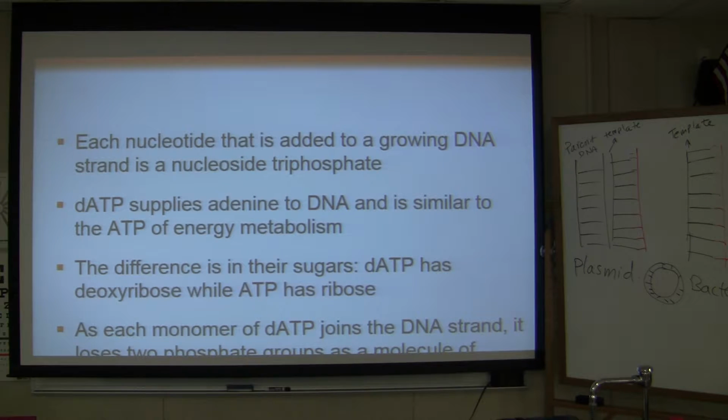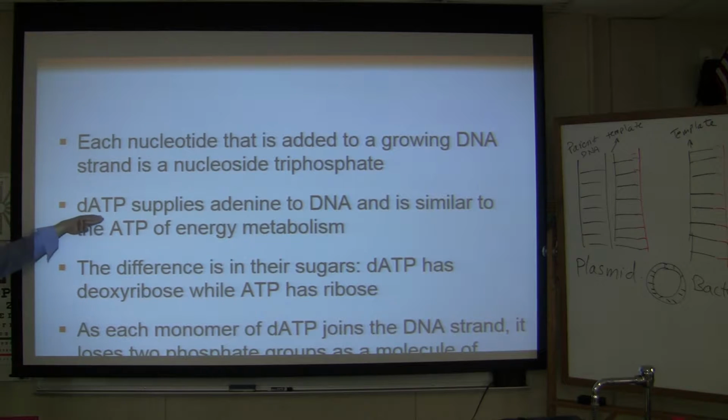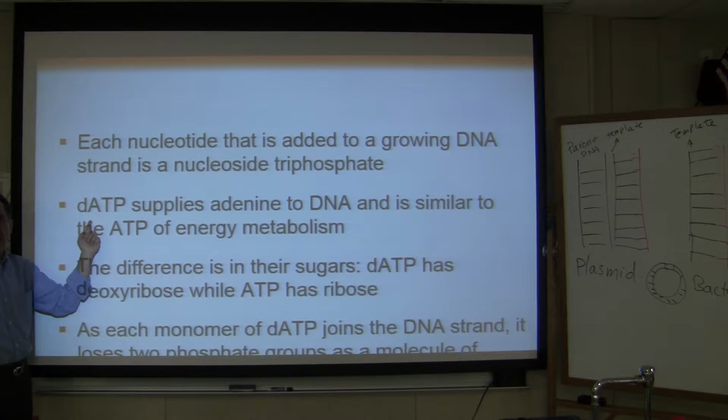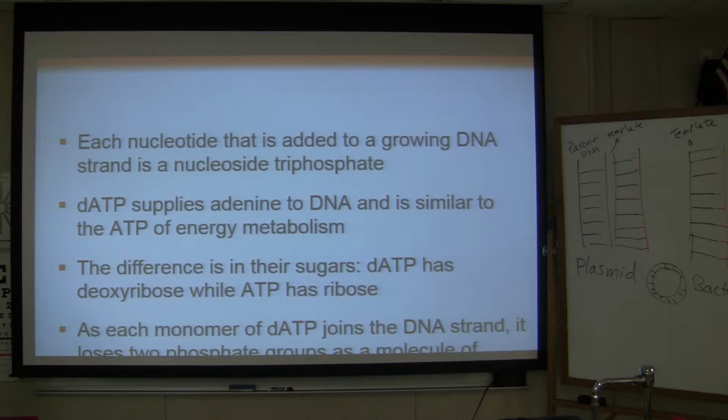I thought we'd get to pictures. Each nucleotide that is added to the growing DNA strand is a nucleoside triphosphate. Okay, dATP is similar to ATP, but it is for DNA. In ATP, the ribose has oxygen. But this one, since we are dealing with DNA, that's what the D stands for. It means that the ribose is deoxygenated, not the adenine. The ribose does not have oxygen.